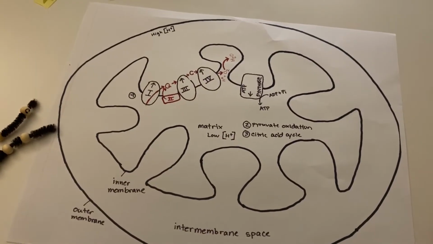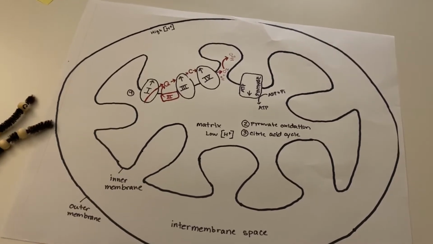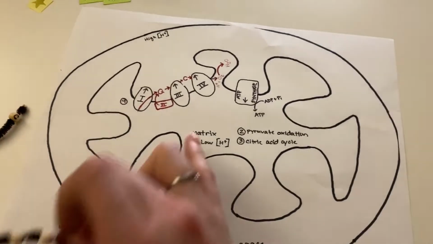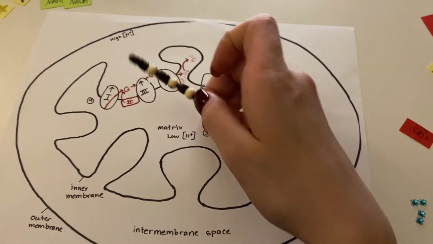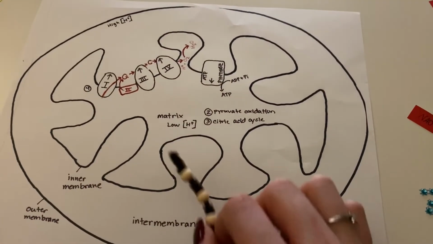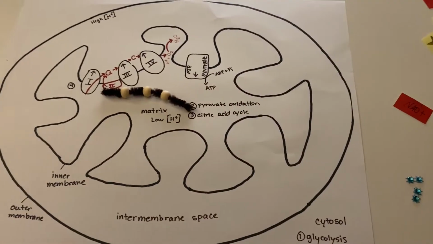The next step in cellular respiration is pyruvate oxidation. So this will take place in the matrix, in the matrix of the mitochondria. And so one of the pyruvate molecules moves into the matrix through the inner membrane.